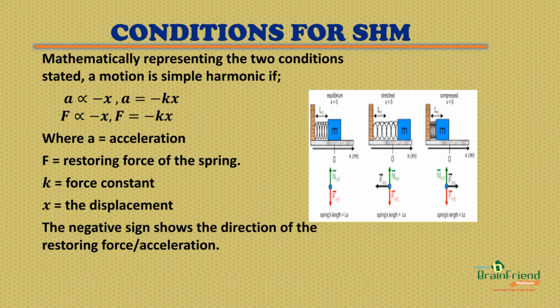To represent those two conditions mathematically, we have a is directly proportional to minus s, which implies a is equal to minus ks, where k is the constant of proportionality, s is the displacement from equilibrium, and a is the acceleration. Also, F is directly proportional to minus x, which implies F is equal to minus kx, where F is the restoring force, k is the constant, and x is the displacement from equilibrium position.